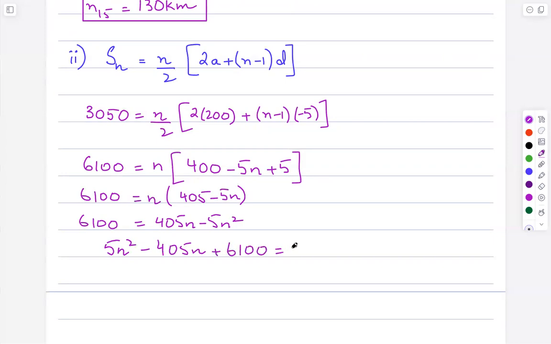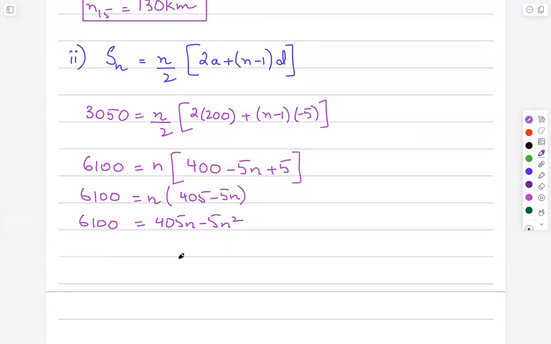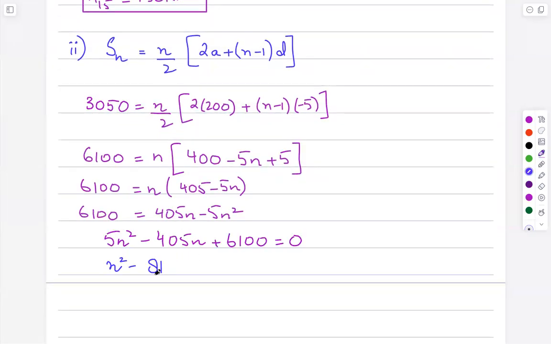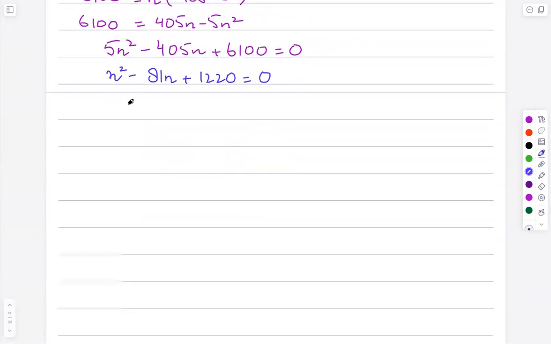equals to 0. We can divide this equation by 5 and write it as n squared minus 81n, and 6,100 divided by 5 is equal to 1220. So that will become n squared minus 81n plus 1220 equals to 0. Factorizing this, it will be n minus 61 and n minus 20 equals to 0. So the two values of n will be n equals to 20 and n equals to 61.